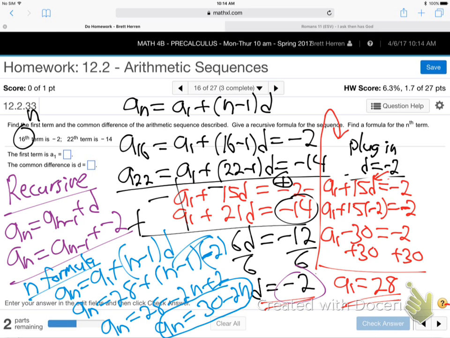Is that good? We okay on that? Two equations, two unknowns? All is well? All right.